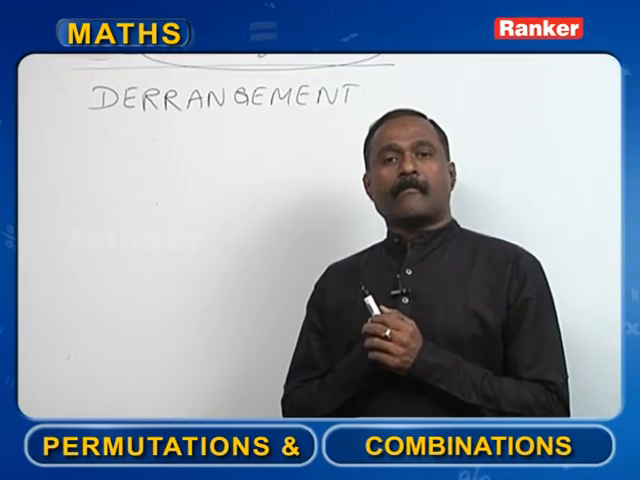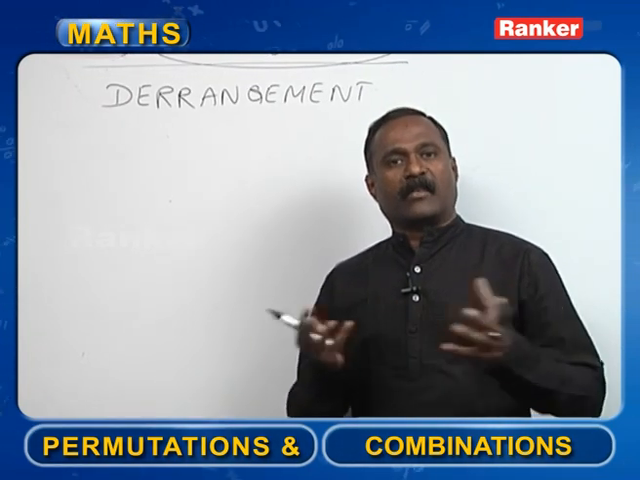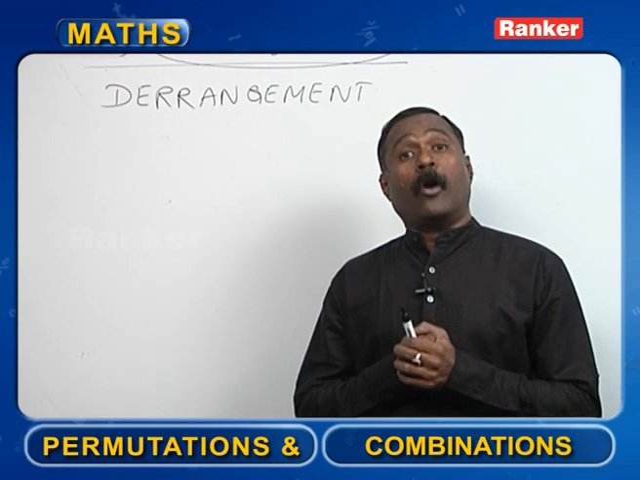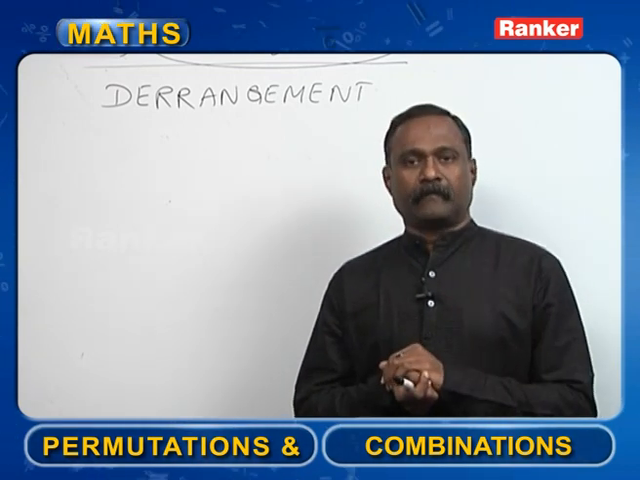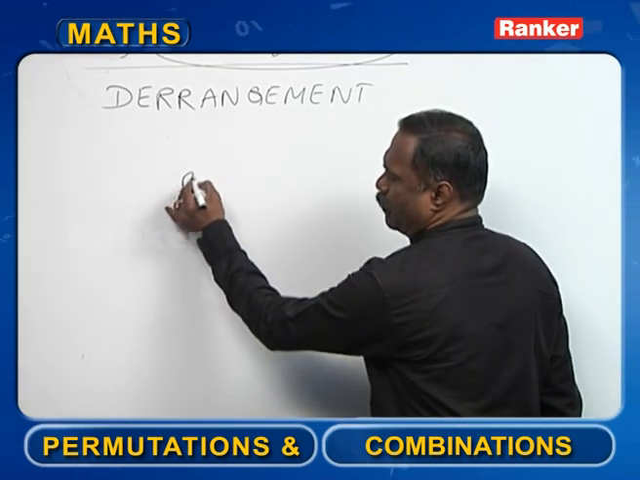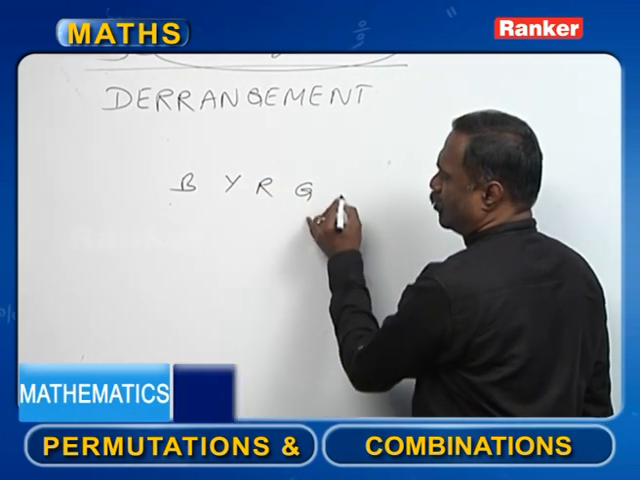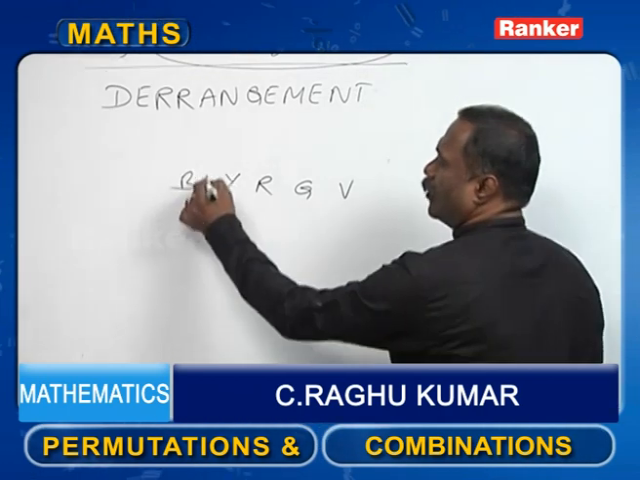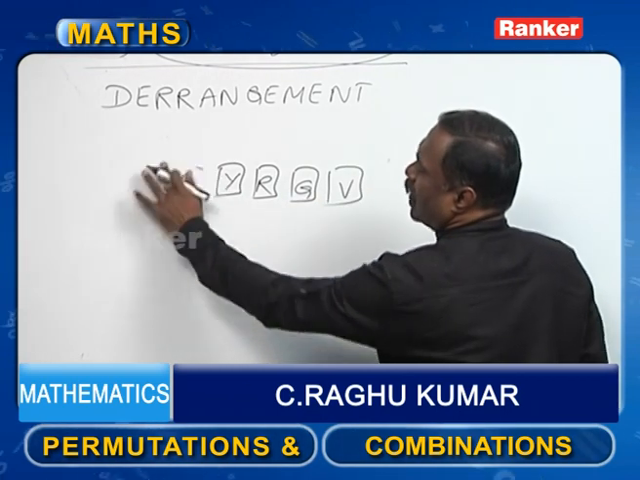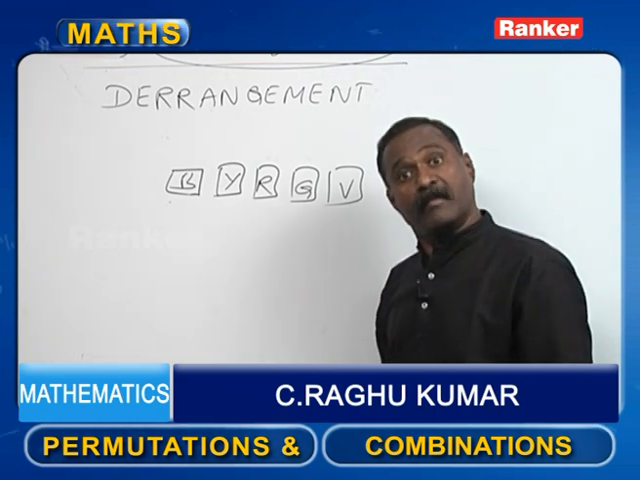There are 5 different colored boxes, and there are 5 balls of the same color. Do you follow me? 5 different colored boxes. Let me say black, yellow, red, green, violet. Let me say these are the boxes, and you have the same colored balls.